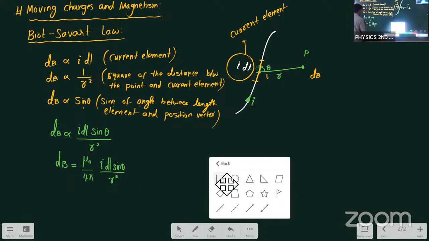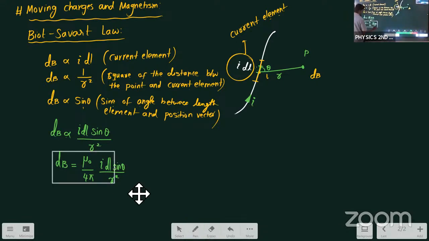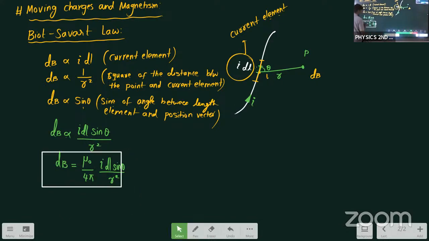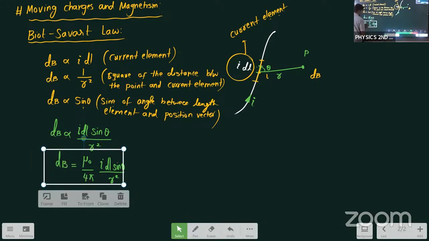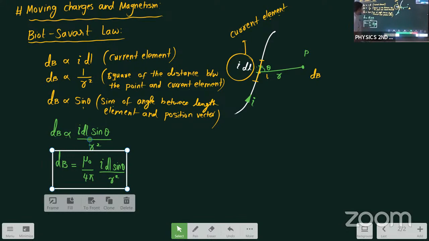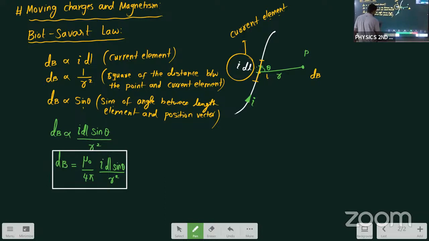Please do remember this expression. Based on this expression, we'll be doing one application. So this is our final expression. So let us write down the numerical value of mu naught by 4 pi. First of all, let us write down the unit for mu naught by 4 pi. This mu naught by 4 pi can be written as dB into R square divided by I into dl.